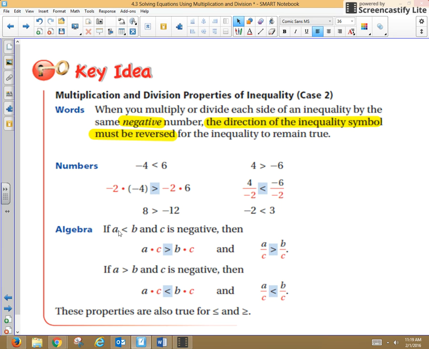So in algebra, if A is less than B and C is negative, then A times C is greater. Notice the sign switched from less than to greater. It's greater than B times C. And A over C is greater than B over C. Same is true if you have A is greater than B and C is negative. If you multiply both sides by a negative, you have to switch the symbol. So A times C is less than B times C. Same with division. And these properties are also true for less than or equal to and greater than or equal to. Pause the video and copy down the key idea.